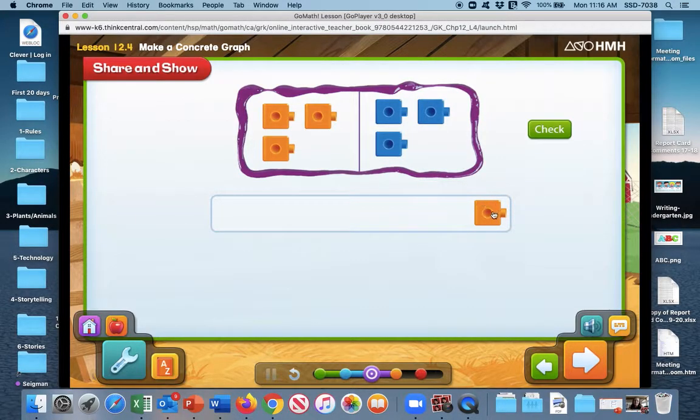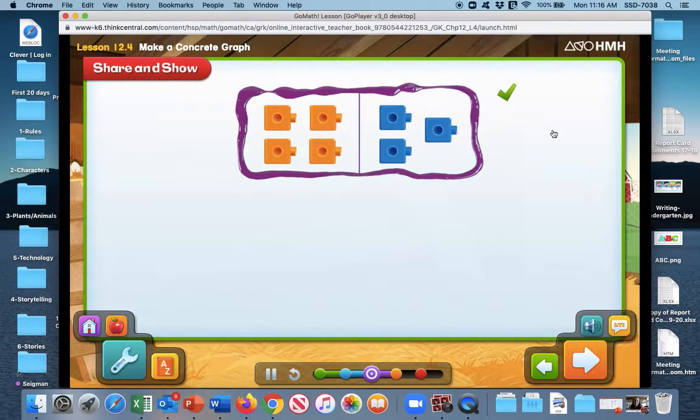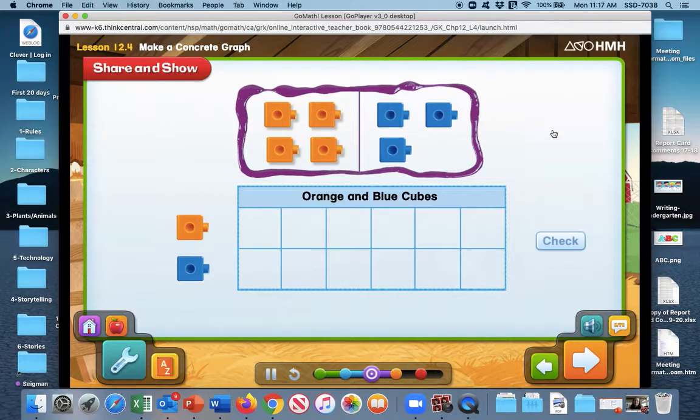And we have one more left, so it's going to go here. That's right. You sorted and classified the cubes by color. Now drag the cubes from the sorting mat to the graph. Check your work when you're done.